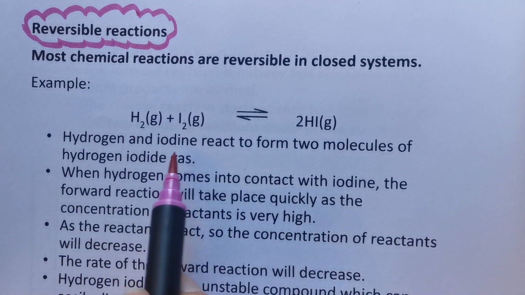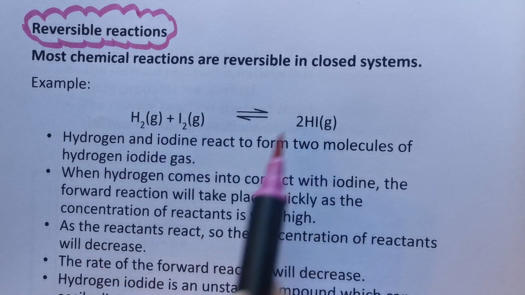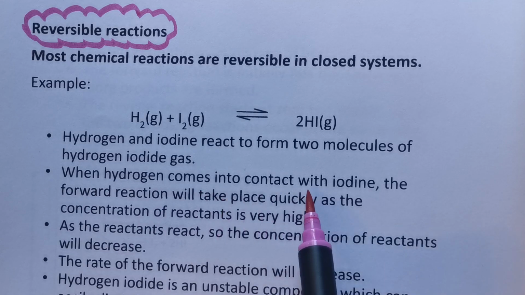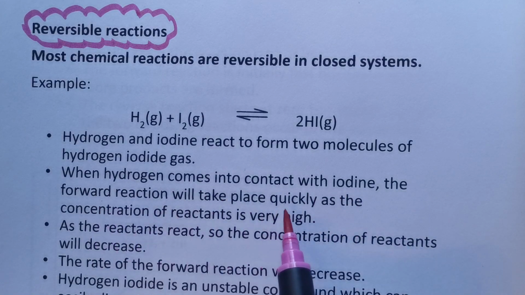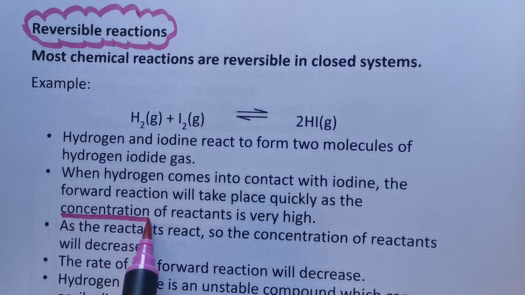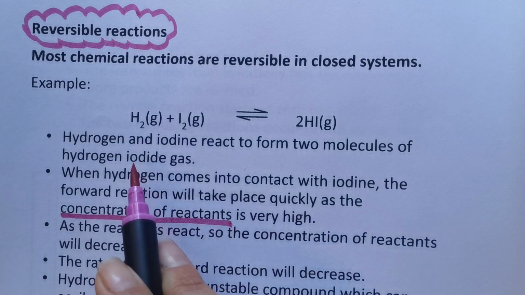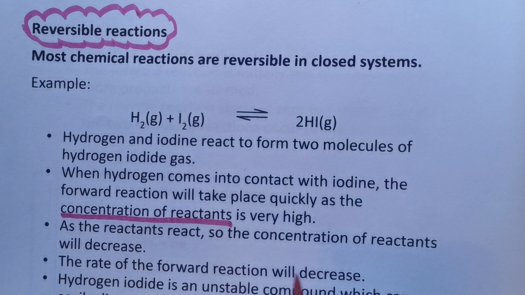So the hydrogen and the iodine react to form two molecules of hydrogen iodide gas. That's that first one. When the hydrogen comes into contact with the iodine, the forward reaction will take place quickly as the concentration of both are very high. Now, this idea that says the concentration of both are very high initially, remember what we were putting into the reaction vessel is hydrogen and iodine. And that's why they've got those two things initially as very high concentration of reactants. As the reactants react, so the concentration of the reactants will decrease.